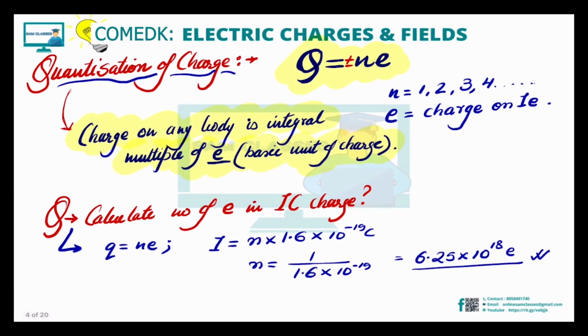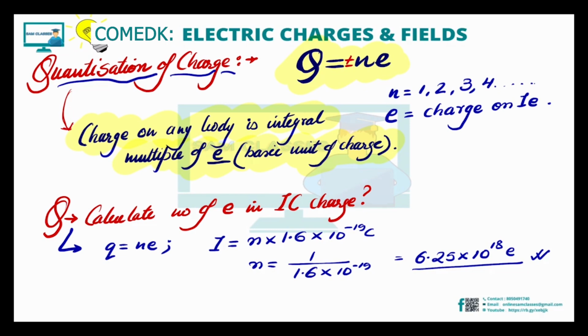Let's see. The next concept is quantization. What do you mean by quantization? Quantization means that the charge on a body is always an integral multiple of e. What do you mean by this? The line sounds too complex, correct? No, it's not complex. What we are trying to say is whenever you find a charge on a body, it will always be in integer numbers like 1 charge, 2 charge, 3 charge. It won't be like 1.5 charge, it won't be like 2.5.